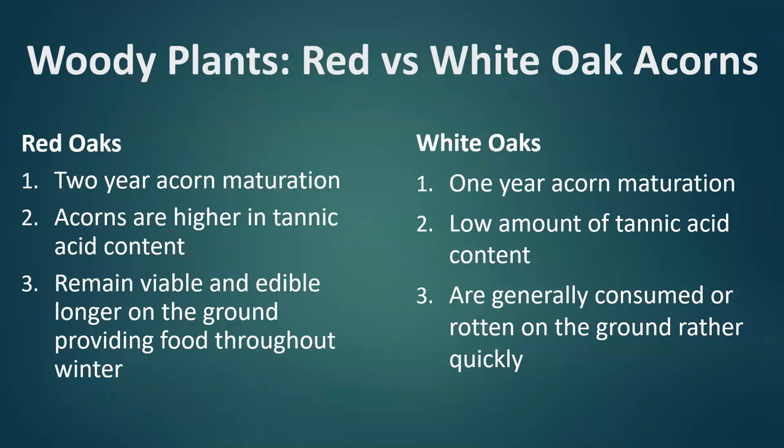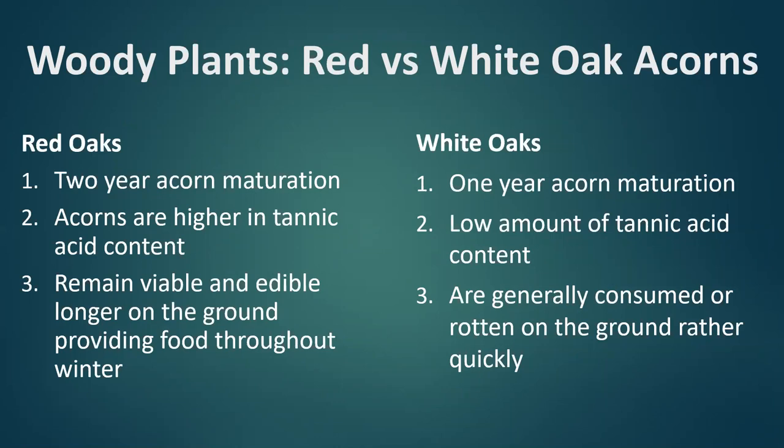Now there's kind of two different groups of oak trees. So you have a red oak group and you also have a white oak group. And there's many different species associated with each group, but there's a few different things to keep in mind, particularly in regards to acorn production between these two different groups.